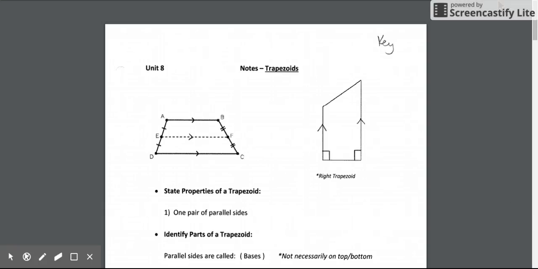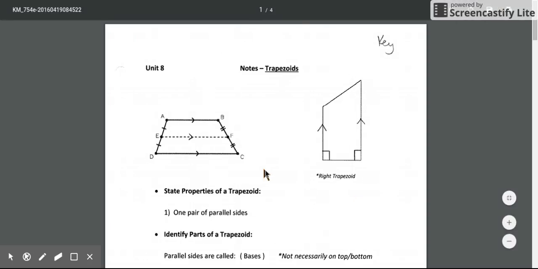In this video, we're going to be talking about properties of trapezoids and how we can use those properties to solve for some unknown measures. So the first thing we need to do is state some properties and identify parts of a trapezoid. Trapezoids come in all kinds of different shapes and sizes, but specifically, they have to have one pair of parallel sides. So as long as they're a quadrilateral, four-sided shape with one pair of parallel sides, we can identify them as a trapezoid.